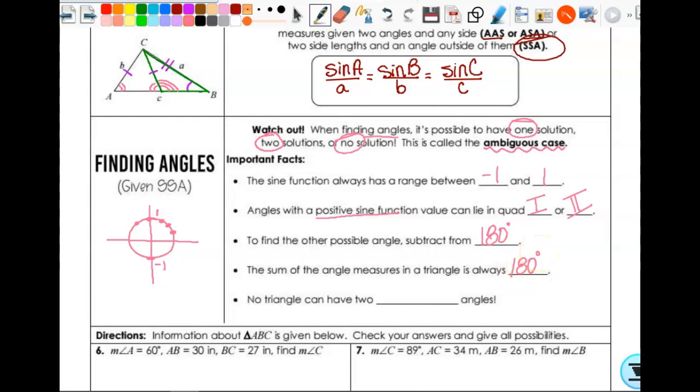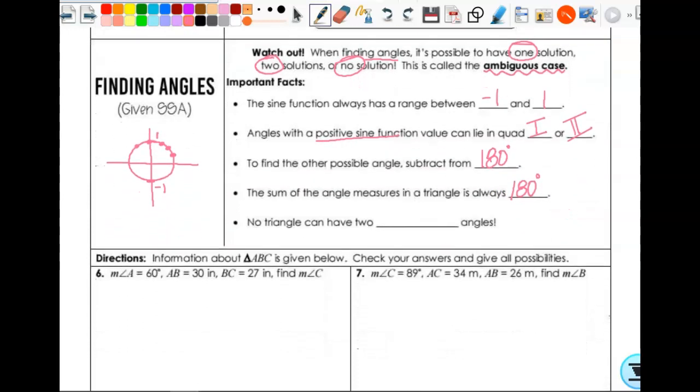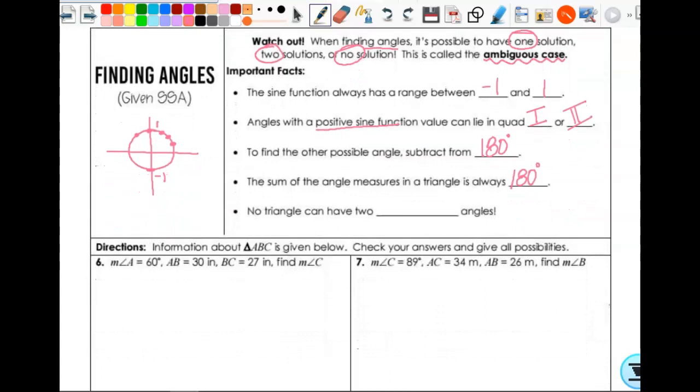And then no triangle can have two blank angles. There's actually more than one answer for that, but we're not dealing with right triangles, so no triangle can have two right angles. So they also can't have two obtuse angles. That's going to be something that's important for us to recognize as well. Okay, so just little reminders of things we kind of already know that'll come up in our work here.